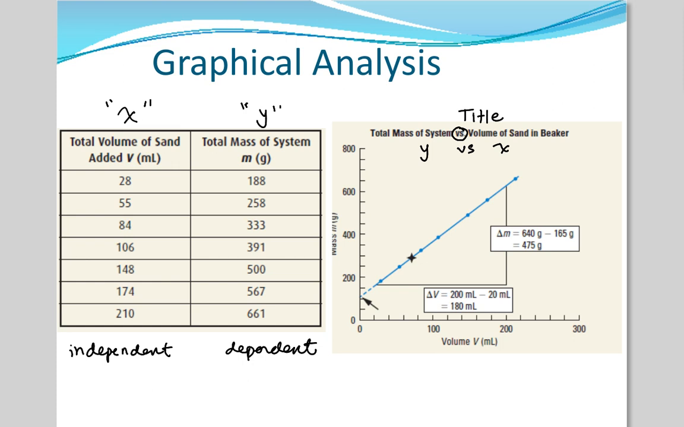So if you have more volume of sand, what do you expect the mass to do? Probably go up. And then it turns out that this relationship happens to be linear. So the more volume that you add, the more mass that you get, and the relationship is linear. So the only thing that you really are interested in, usually, is the slope. And to find the slope, I'll just show you this, like 28, 188. Let's go and find that. That's right here, 28, 188.